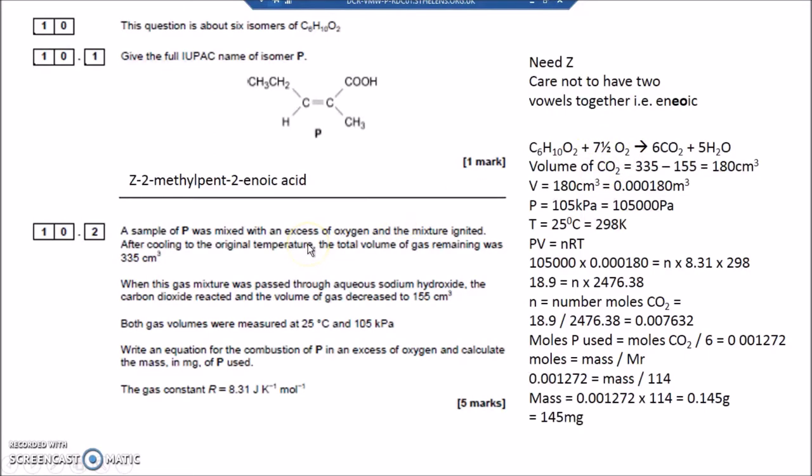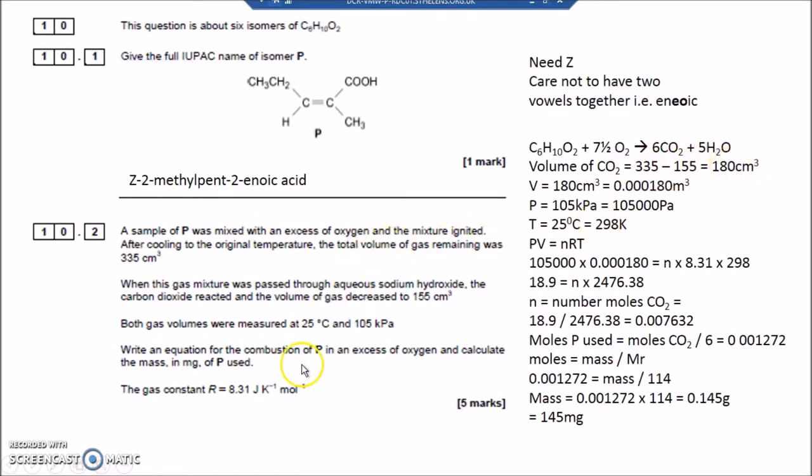Now, it tells me that after cooling to the original temperature, any water has now condensed back to room temperature, back to 25 degrees C. So there's two gases left in the system: carbon dioxide and any leftover oxygen. It says after this gas mixture has passed through sodium hydroxide, the carbon dioxide reacted and the volume of gas decreased to 155. So it's come down from 335 to 155, and it's because the carbon dioxide has been removed. So if I subtract those two numbers, I work out I've got 180 centimetre cubed of carbon dioxide.